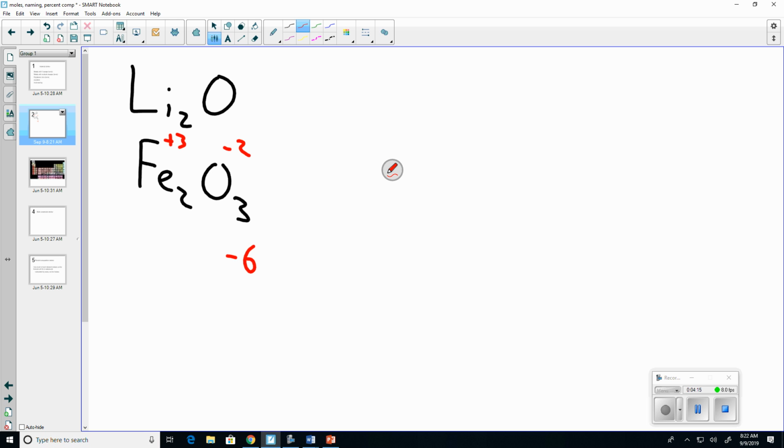So those were the first 2 types of naming that we went over in Chem 1. Ionic, metal, non-metal. Either the metal has one charge, like your main group element, your alkali metals and your alkaline earth metals, or it's a transition metal.